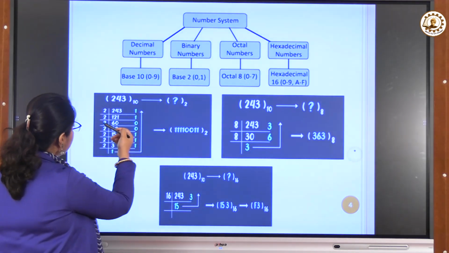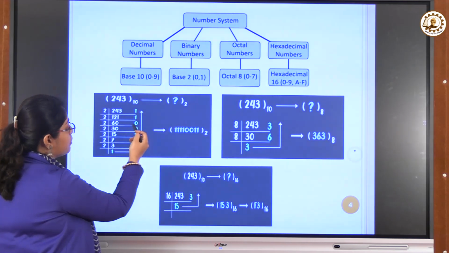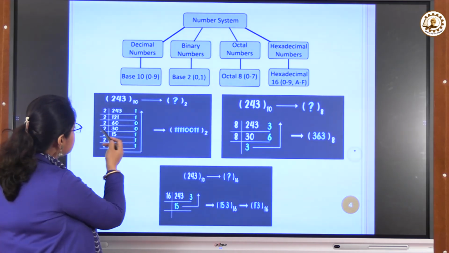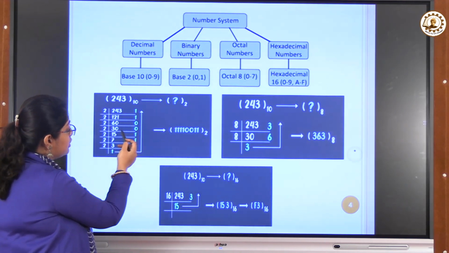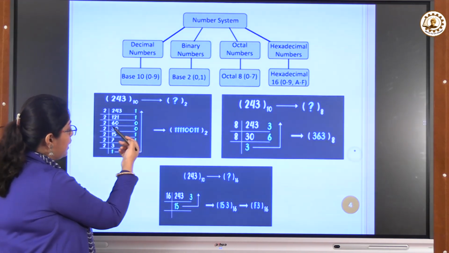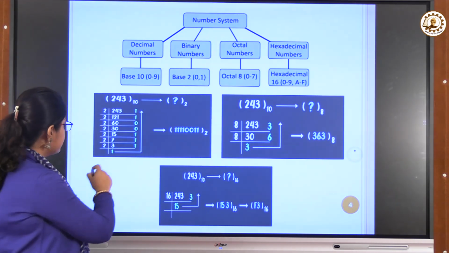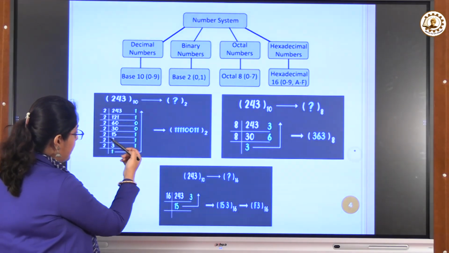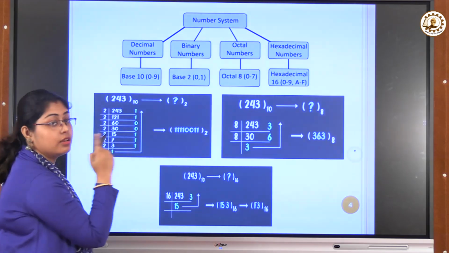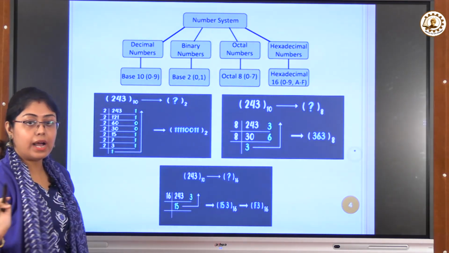Next, going forward, we are dividing it with 2. 30, 30 into 2 is 60. So remainder is 0. Next, 2 15s are 30, remainder is 0. 2 7s are 14, and now we are left with 1. Next, 2 3s are 6, and we are getting 1 here. 2 1s are 2, and the remainder value is 1.